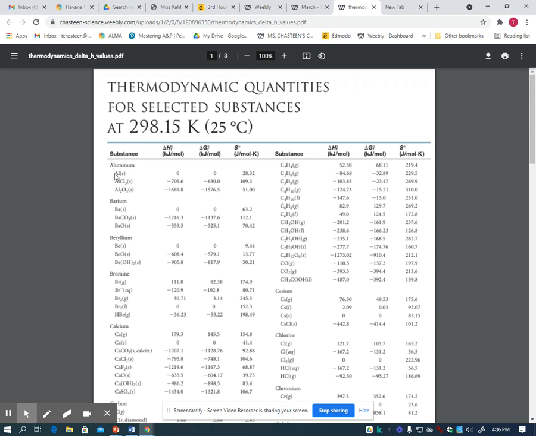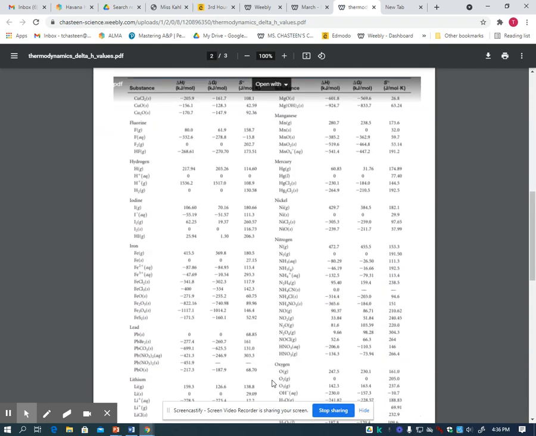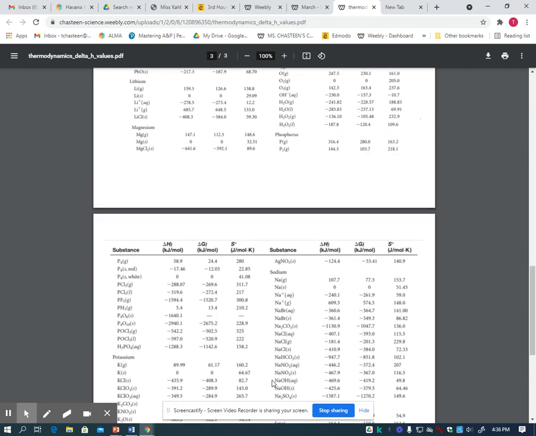What we're going to be focused on is here we have our substances. The numbers you're going to be focusing on for your homework are these delta H values. I'm going to talk in the lesson about when you will use these delta H values. If you go down, they're in alphabetical order, so you just have to find them.